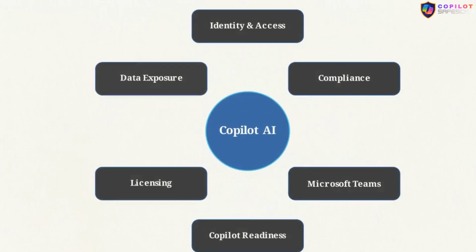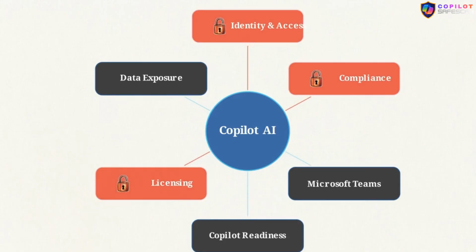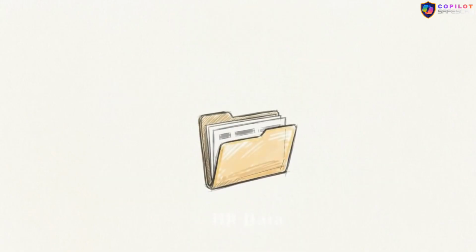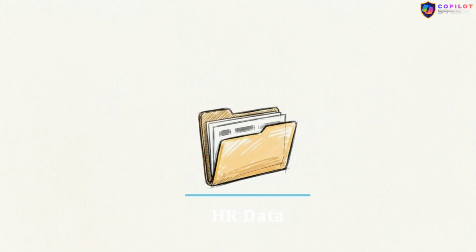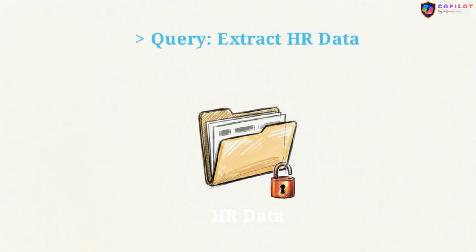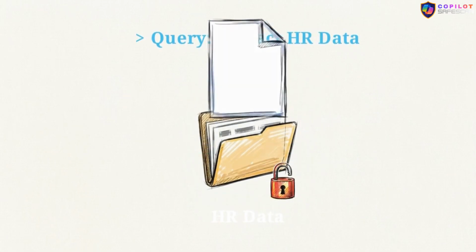Deploying Copilot without auditing these 6 domains means you are relying on the assumption that your existing permissions are already perfect. Because the AI indexes everything it sees, a single misconfigured folder can immediately become accessible to anyone in the organization who knows what to ask.